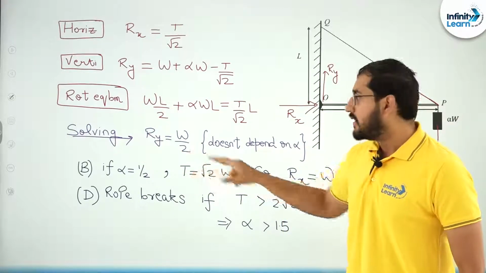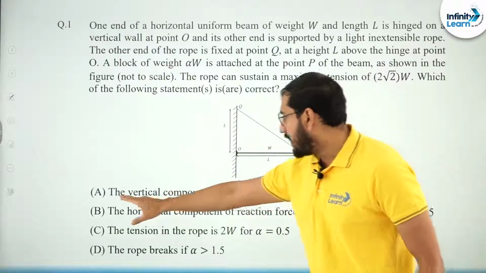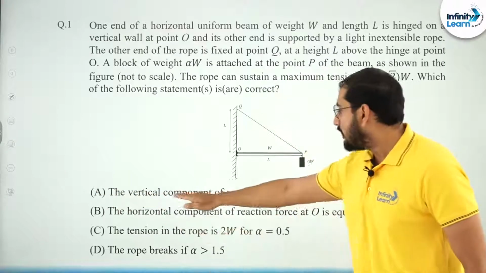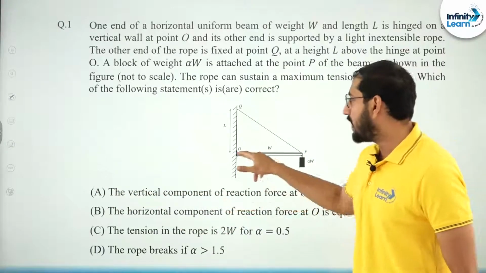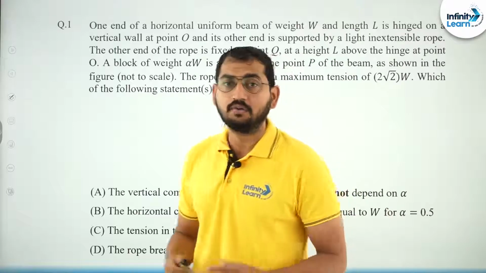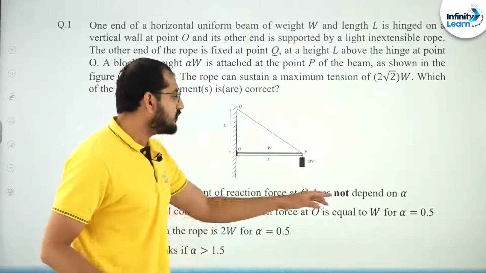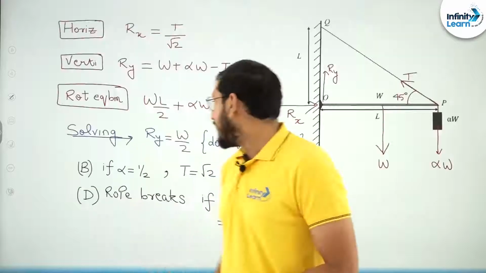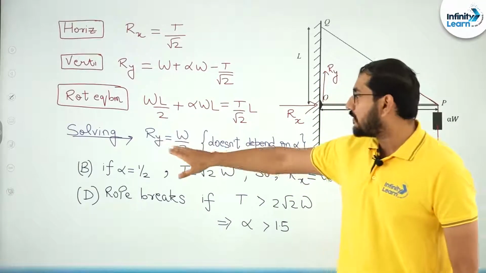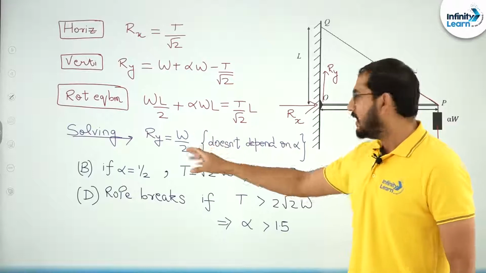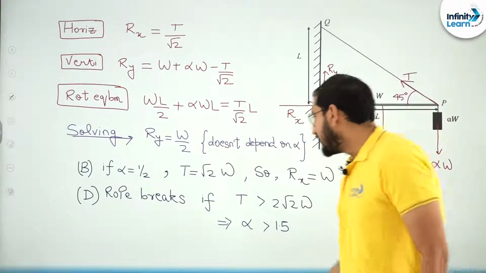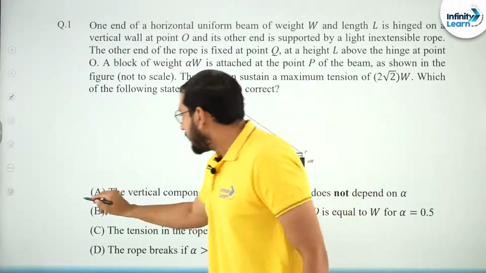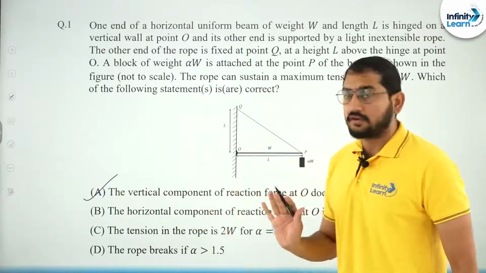Now let's move on to option A. Option A asks what will happen to the vertical component of the reaction force. That means what will happen to Ry, whether Ry depends on the value of alpha or not. As you can see, we have calculated the value of Ry as W by 2, which clearly does not depend on the value of alpha. So we can say that option A is one of the correct options.